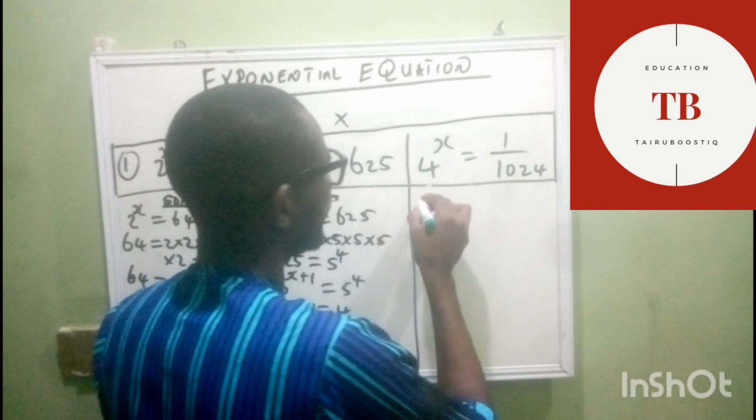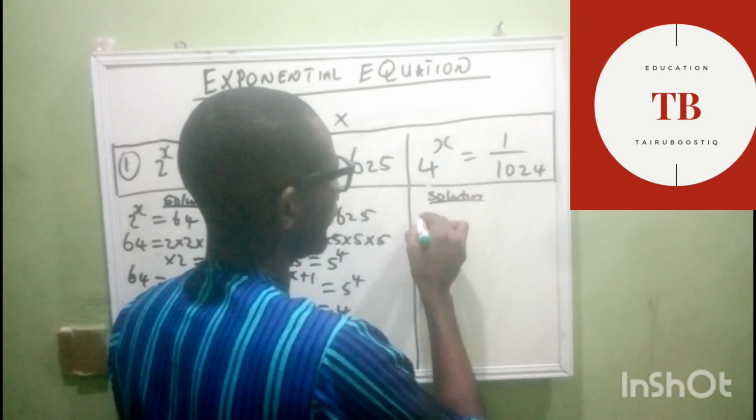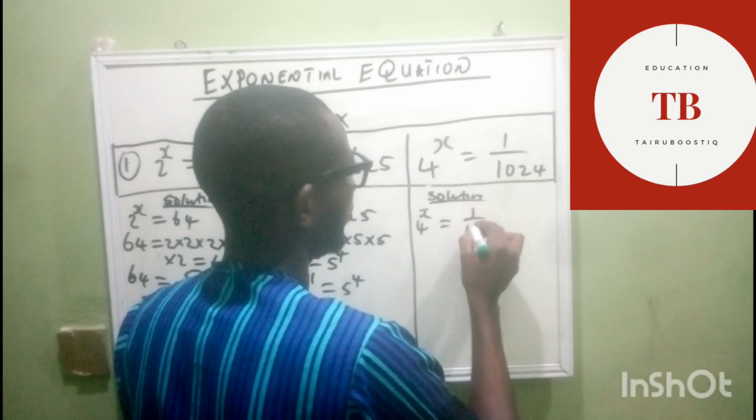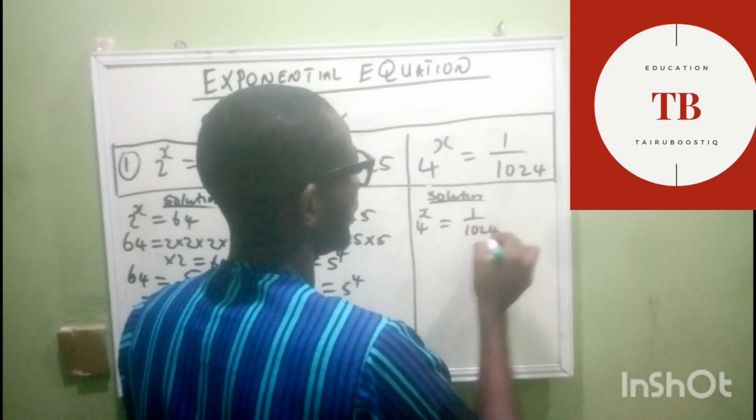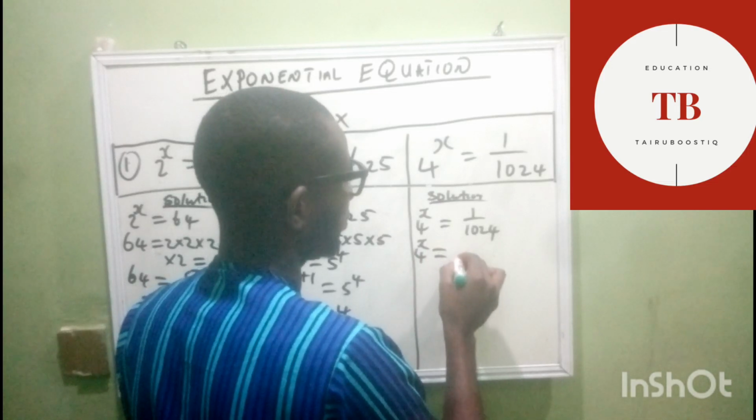Now, we move to this side. We have solution. Okay? We are asked to solve for s in 4 raised to power s is equals to 1 over 1024. You can also write that 4 raised to power 5 is equals to 1024.